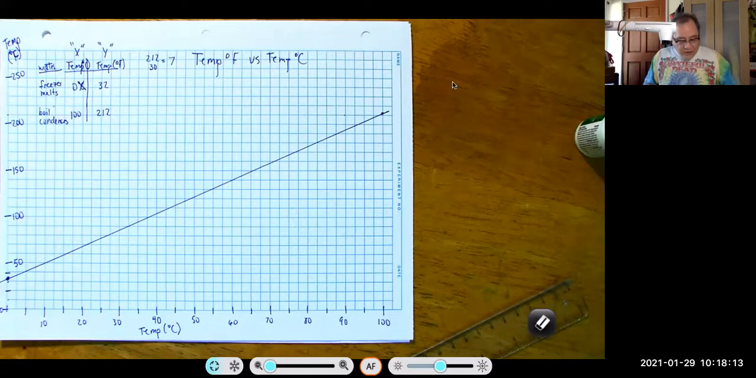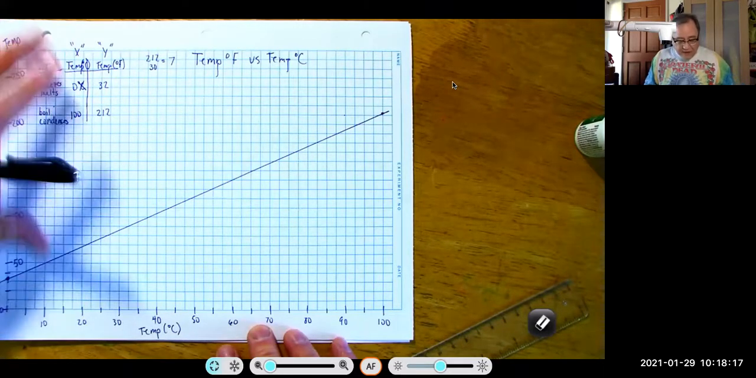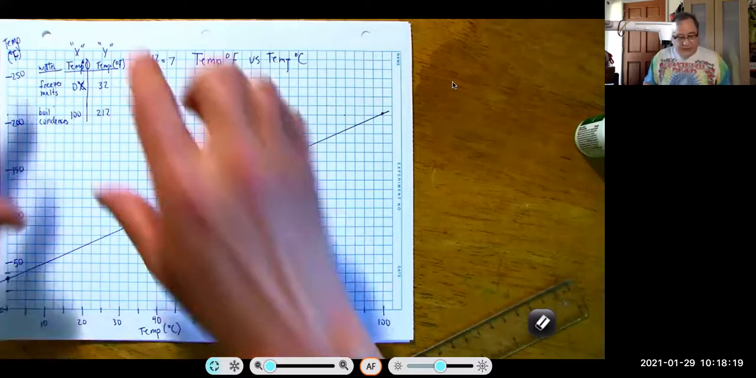Okay, now normally I don't put the data on the graph itself. I'm just doing that so I don't need to get another piece of paper.